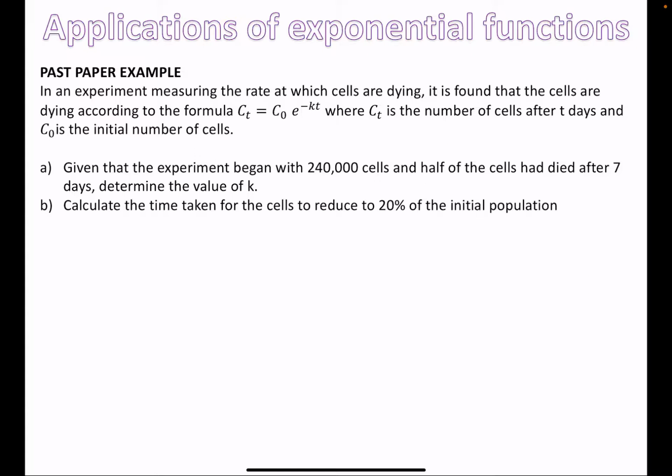C_T is just the number of cells after T days, so T is obviously telling us the number of days, and C_0 is the initial number of cells, okay? Don't be put off by these different letters and different ways of writing things. The calculator will do most of the work for us here. We've just got to be able to rearrange this.